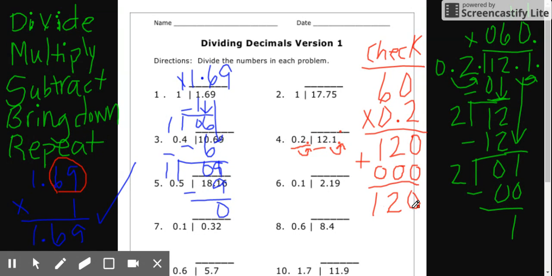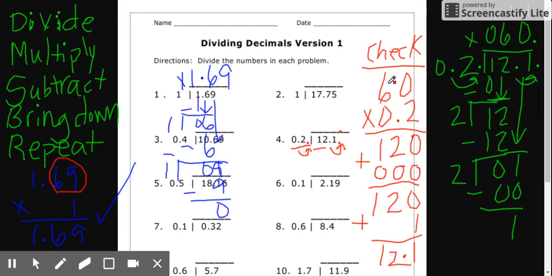Now what I do, I'm ignoring the decimal place right now. I have to add in my remainder, which was 1. So I add in my remainder, and I get 121. And at the very end, after I've added in my remainder, now I'm going to place my decimal between the 2 and the 1, because in my problem, I only have one number to the right of the decimal, and that is a 2.